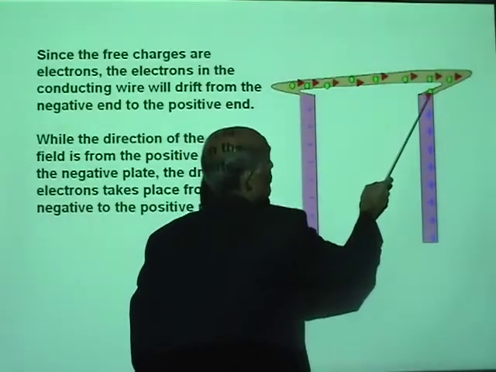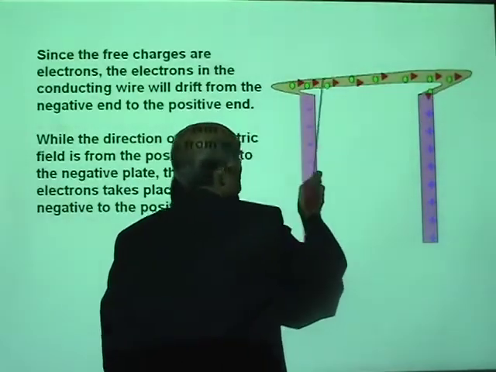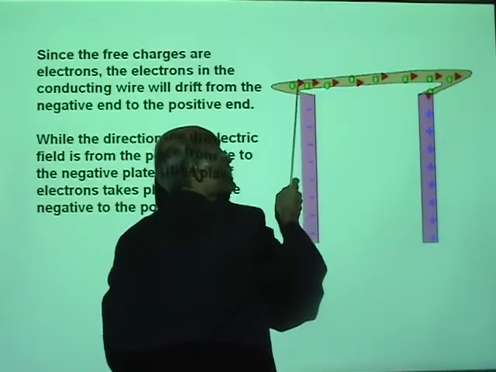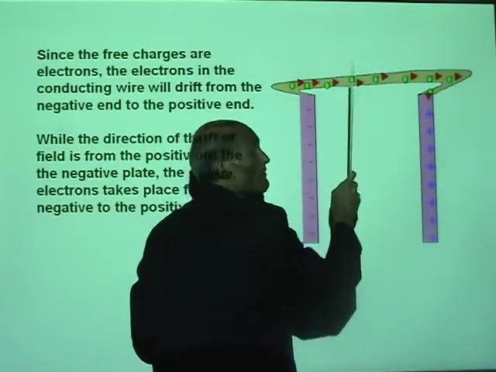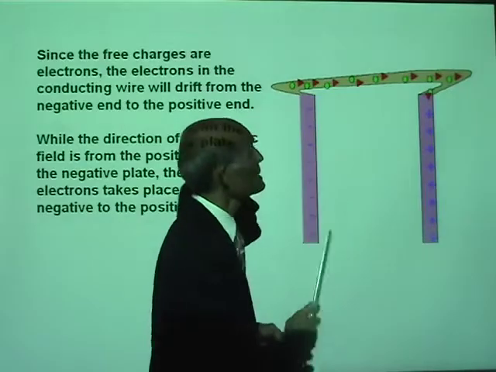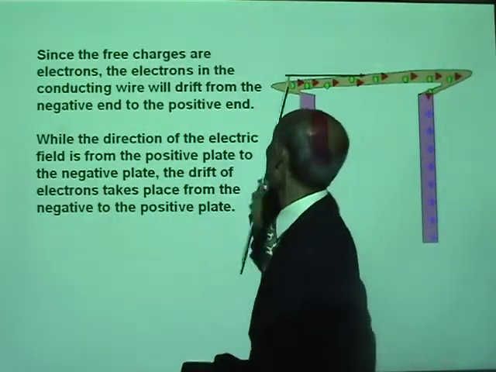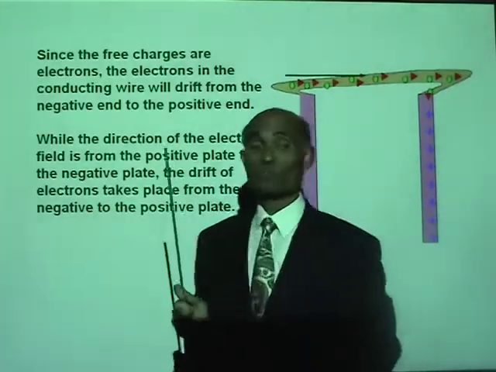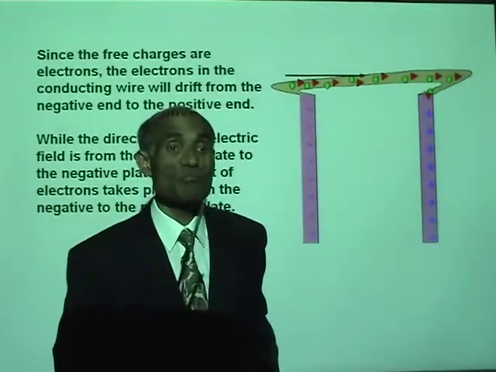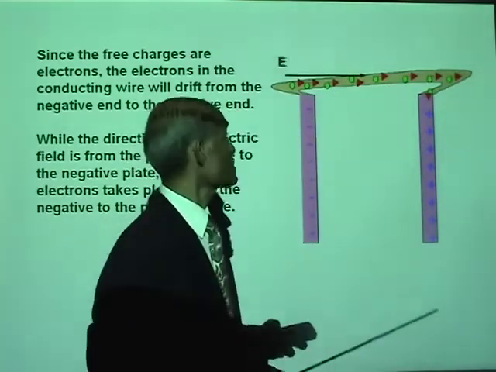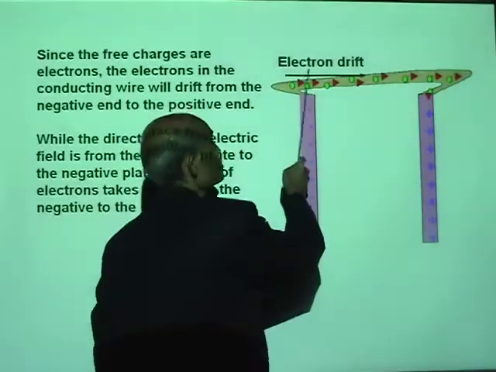The direction of the field is from the positive to the negative, and the direction of motion of the negative charges is from the negative to the positive. There you are. The green arrow represents the direction of motion of the negative charges. That is the electron drift.